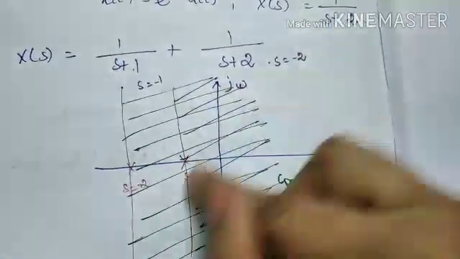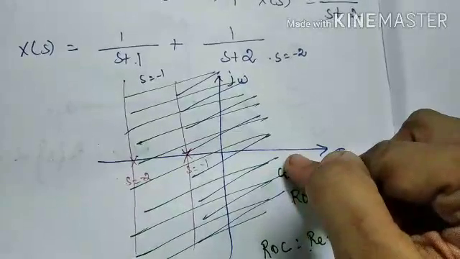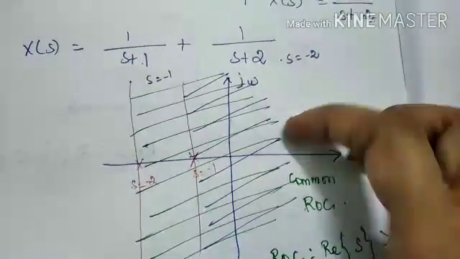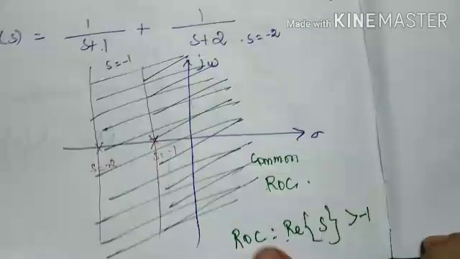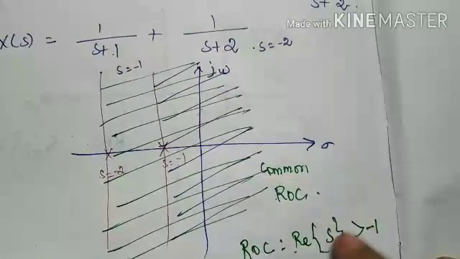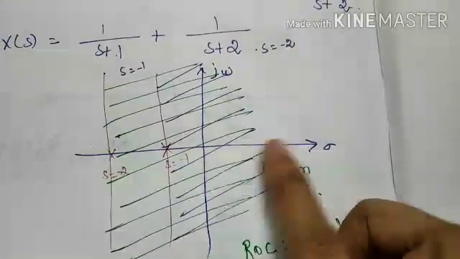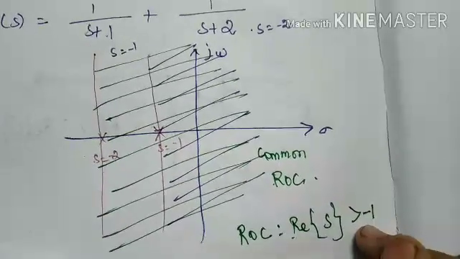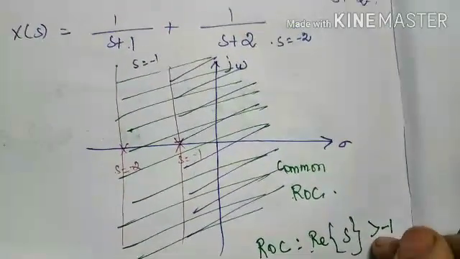This is the region of convergence of the combined signal. Right? This is the region of convergence of the combined signal. So, we can write it as region of convergence, that is real part of s greater than minus 1. So greater than minus 1 is the correct answer for the given problem.